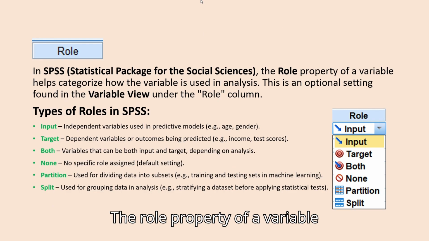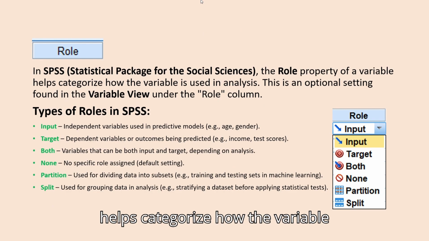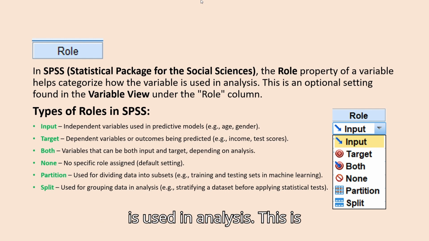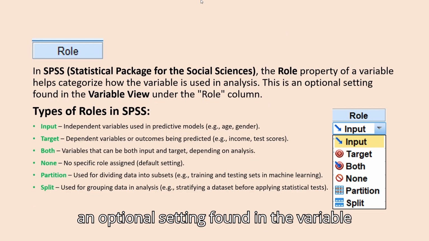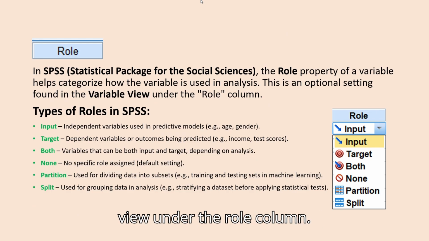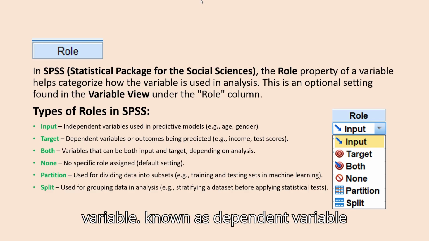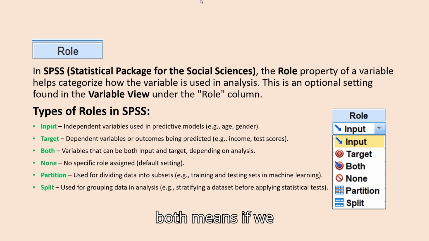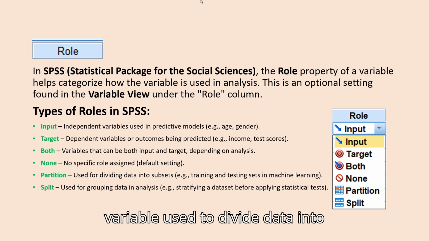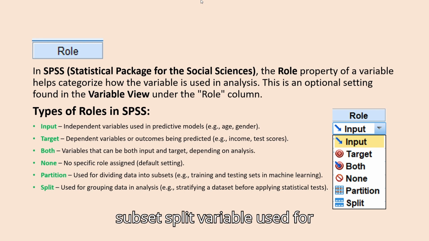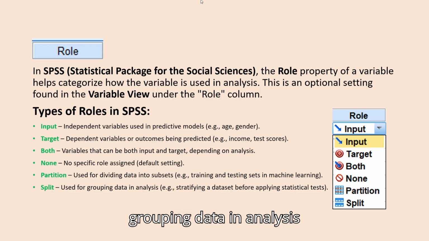The role property of a variable helps categorize how the variable is used in analysis. This is an optional setting found in the variable view under the role column. Input: independent variables. Target: the dependent variable. Both: used as independent and target variable depending on the analysis. None: no specific role assigned. Partition: variable used to divide data into subsets. Split: variable used for grouping data in analysis.